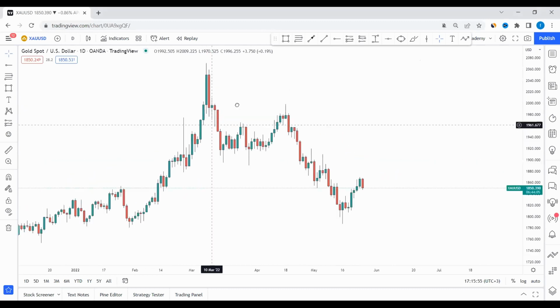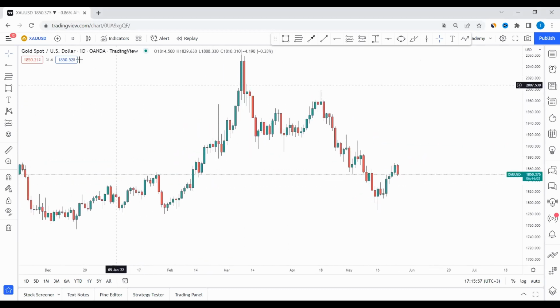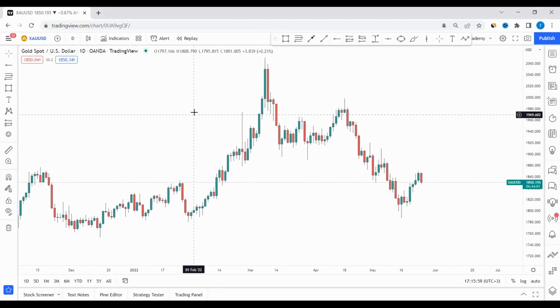Now, this is my chart. We'll start with an example of gold, right? I'm using TradingView. It doesn't matter. Some people are not comfortable with TradingView. Some people are comfortable with the MetaTraders and all that. Use the platform that you're comfortable with. So here, let's use an example of gold.